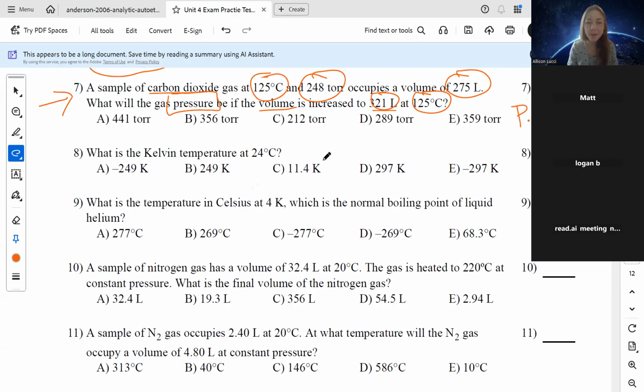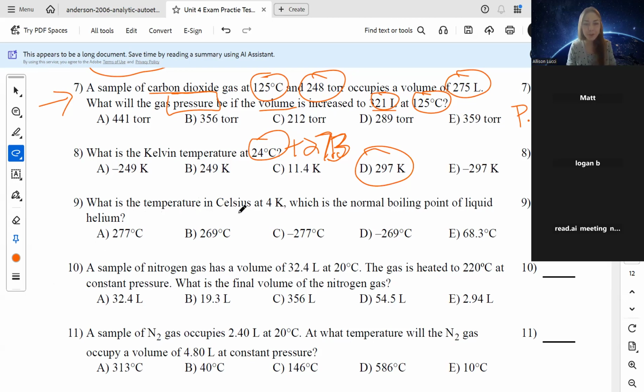We'll come back to this if we have time. So number 8 here, the Kelvin temperature at 24°C. So we know that we just add 273 to get our value in Kelvin. So this would be 273 plus 24, which is 297.